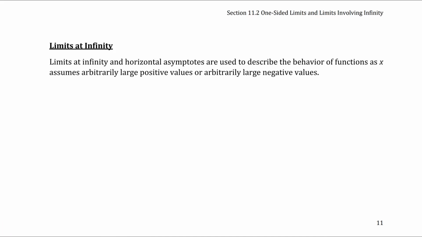Let's discuss limits at infinity. Limits at infinity and horizontal asymptotes are used to describe the behavior of functions as x assumes arbitrarily large positive values or arbitrarily large negative values. That means we use limits at infinity also to describe the end behavior of the graph of the function. So we use this to evaluate the limit of the function as x approaches positive or negative infinity.